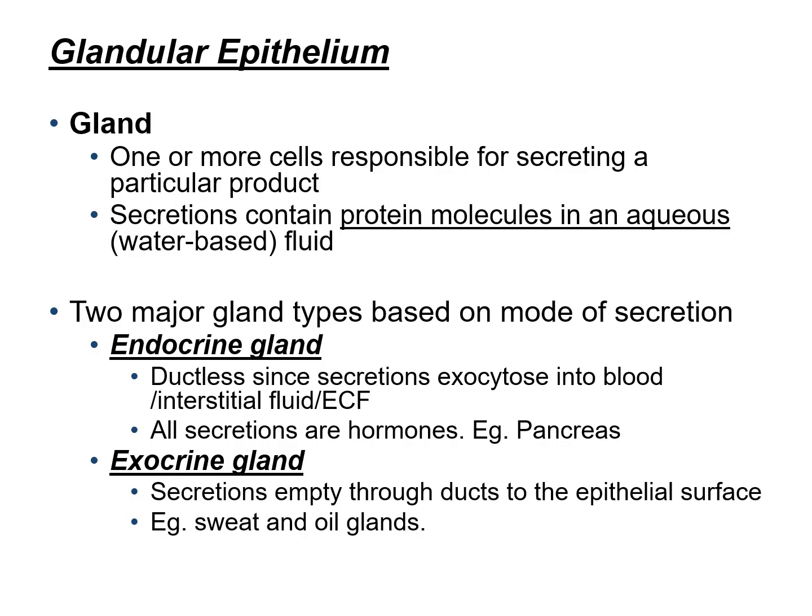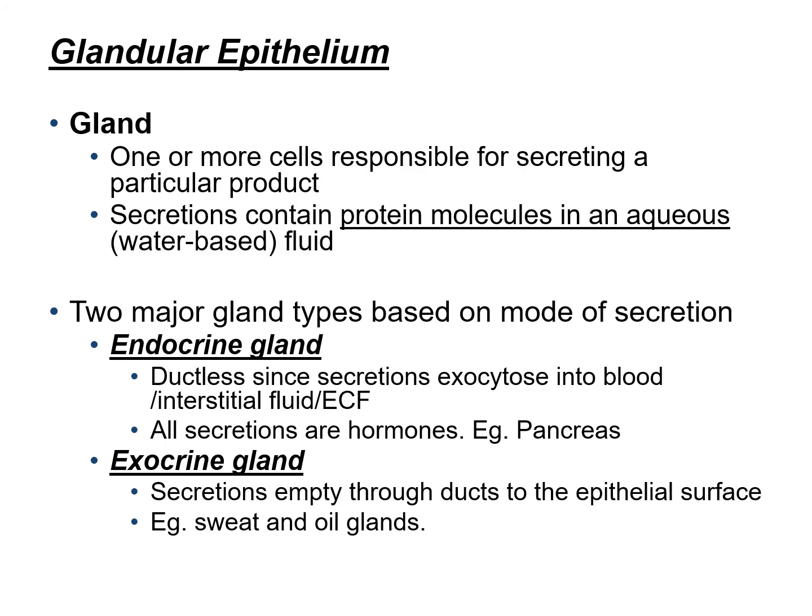Epithelial tissue also makes up glands. What is a gland? A gland is made up of one or more cells that produces a secretion. And what exactly is a secretion? A secretion contains protein molecules in a watery medium, that means an aqueous medium. So there are two main types of glands based on their mode of secretion in the human body. These are endocrine glands and exocrine glands.